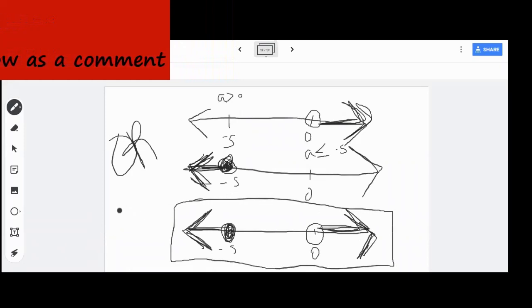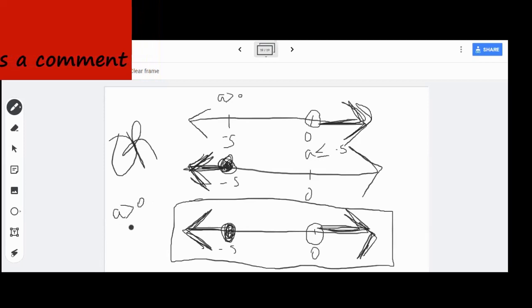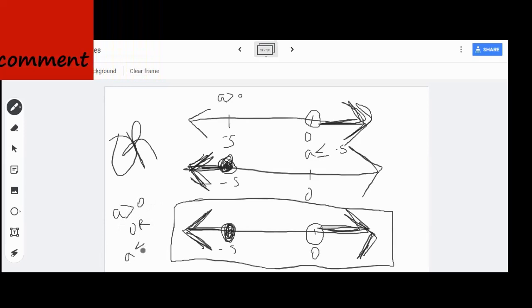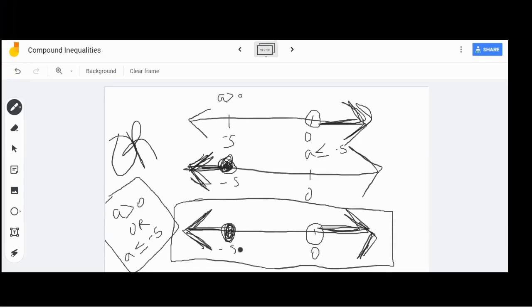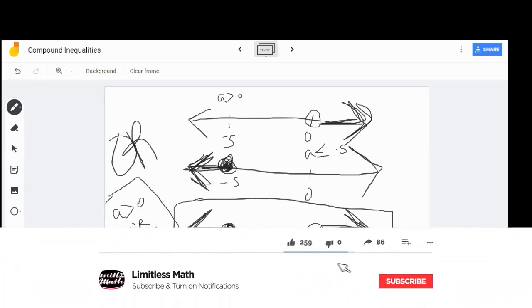To write your answer out numerically, you just take what you got when you finish your scratch work. A is less than 0, or A is less than or equal to -5. Okay, so you have your answer algebraically as well as graphically. And that's going to complete our lesson on compound inequalities.